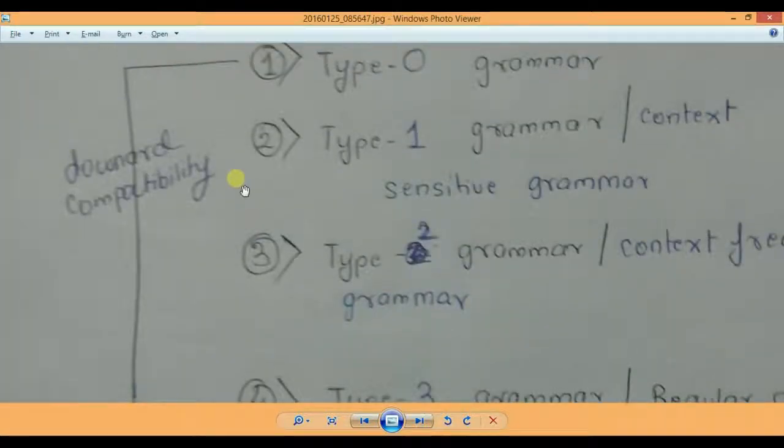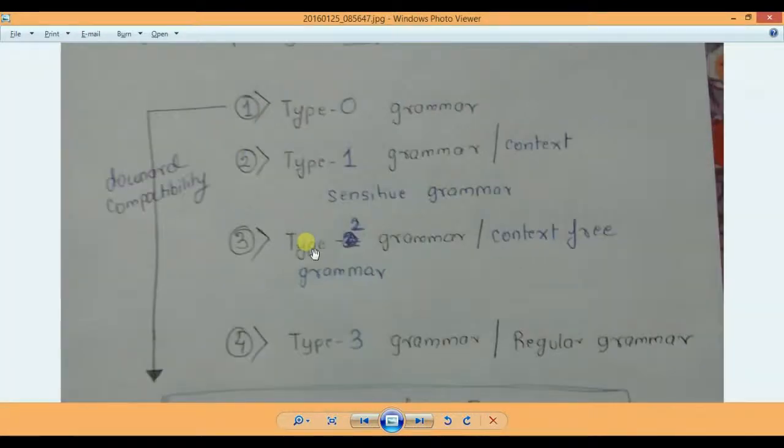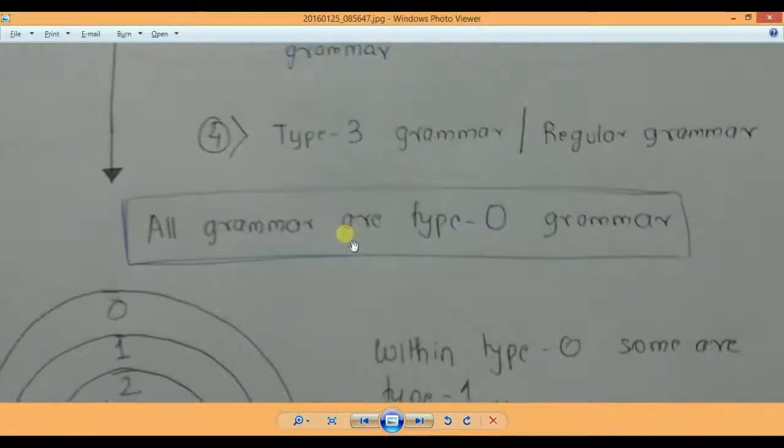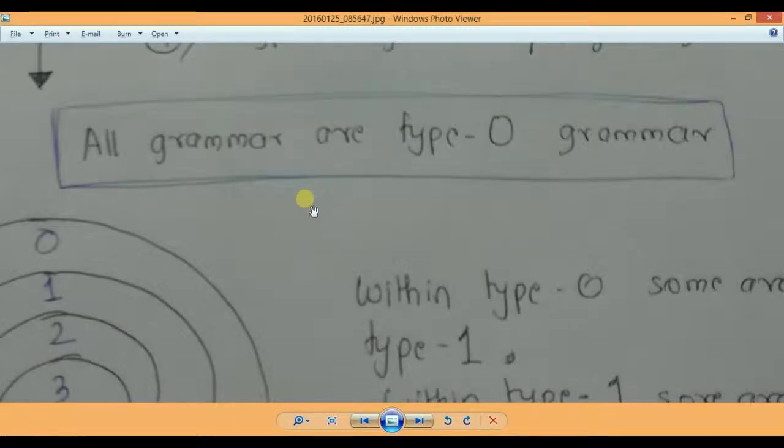As you can see written here, this is downward compatible, which I shall explain in the next part. Well, let's come here. All grammar are type 0 grammar. Okay, so every single grammar is of type 0 grammar, irrespective of whatever type it may be, it is always of type 0.